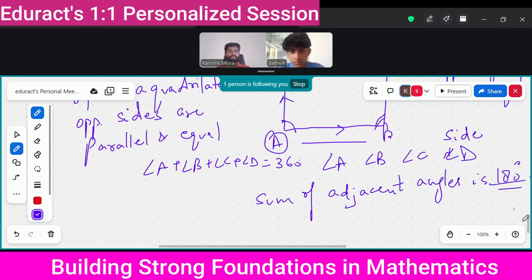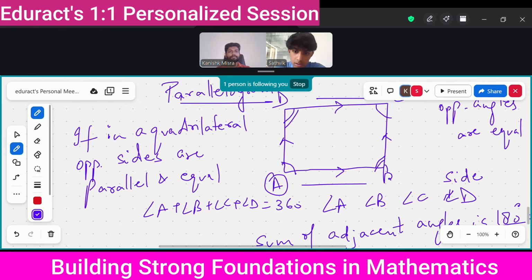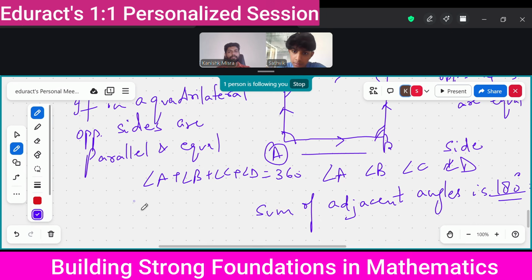What do we mean by this? Angle B and angle C, and angle B and angle A, are adjacent angles. These three angles become a triangle and become 180 degrees. No, the sum of adjacent angles is 180 degrees. You have to select one pair of adjacent angles. It can be any pair. Like you can say angle B plus C is equal to 180, or angle A plus B is equal to 180. Any pair.